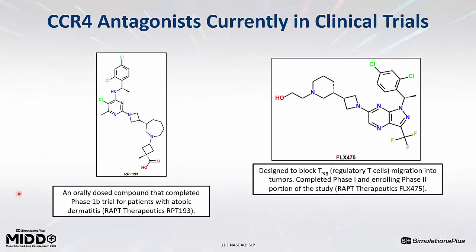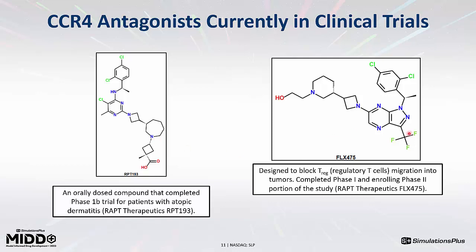This slide shows a couple of molecules from RAP Therapeutics that are currently in clinical trials. The GSK indazole was the only CCR4 antagonist, to my knowledge, that was used in a clinical trial. The compound on the left is similar to the pyrimidine-containing compounds that I showed a couple of slides ago, and it also contains a protonatable amine.